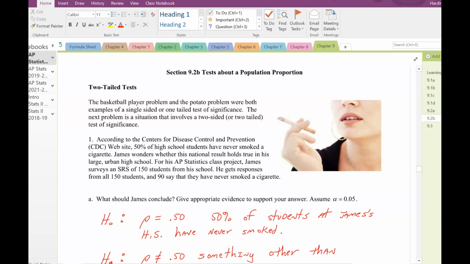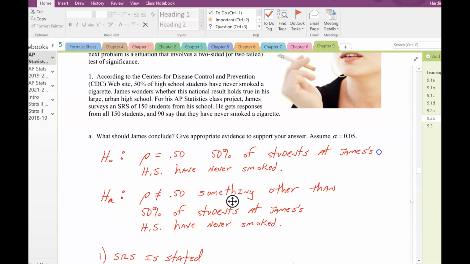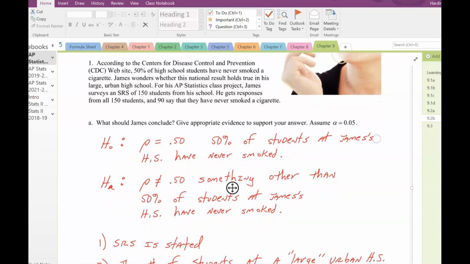So in this first example, it says, according to the Center for Disease Control and Prevention, 50% of high school students have never smoked a cigarette. James wonders whether this national result holds true in his large urban high school. All right, so some important ideas in there. He's just wondering if it's any different for his high school. He doesn't have any speculation about whether it's more or less at his particular high school.